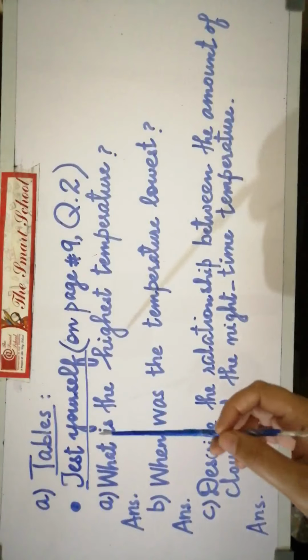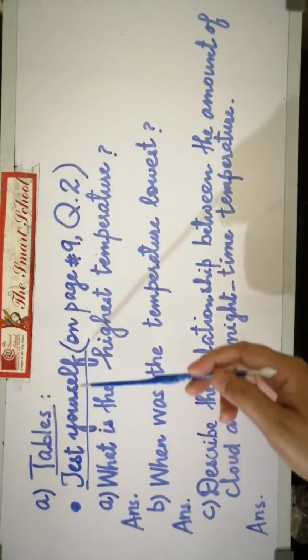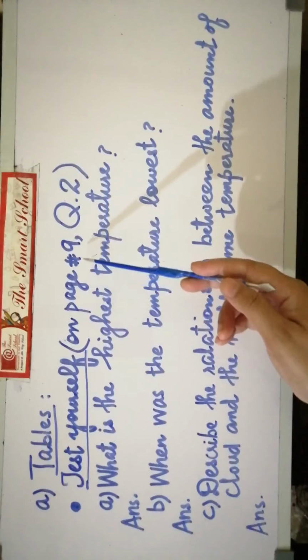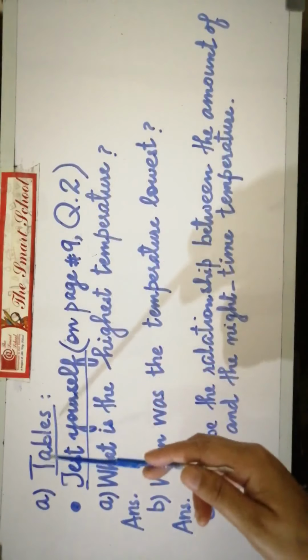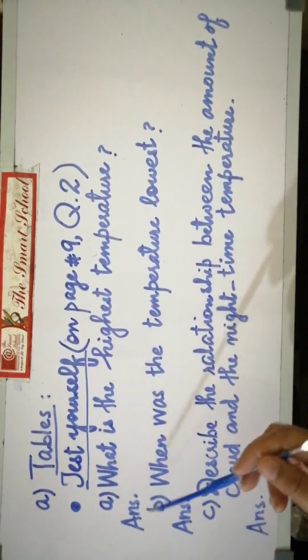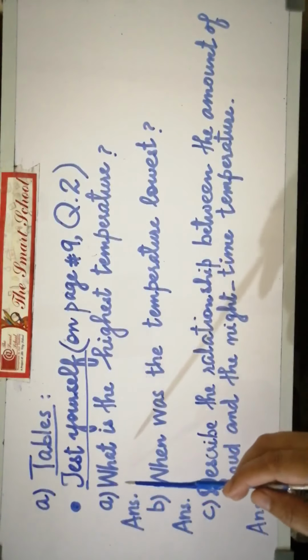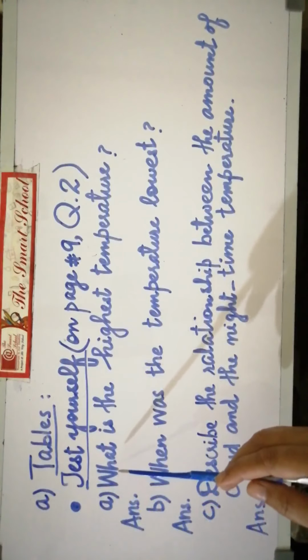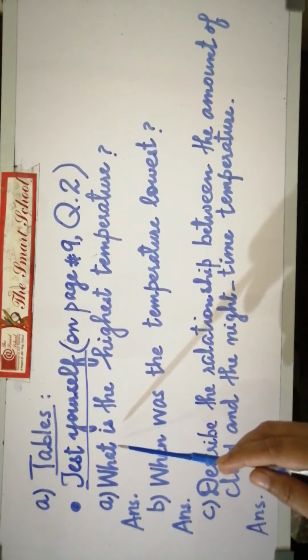So here comes your first question of today's topic, the test yourself activity, which is given on page number 9 of your book, and it is question number 2. By looking at the table on the same page, you can give all the answers of parts A, B and C. Now I am explaining the questions, and then you can write the answers first with me, and then you have to write them directly in your books.